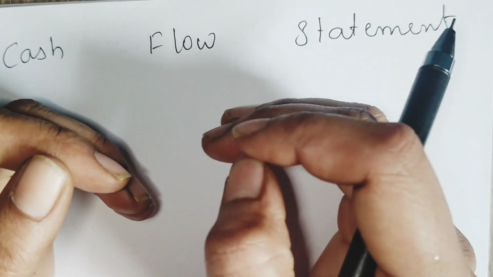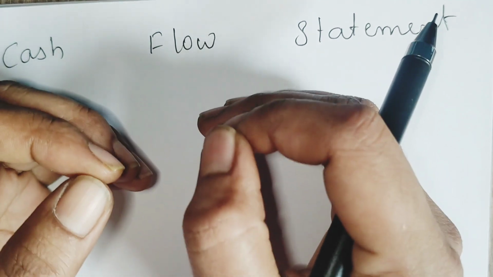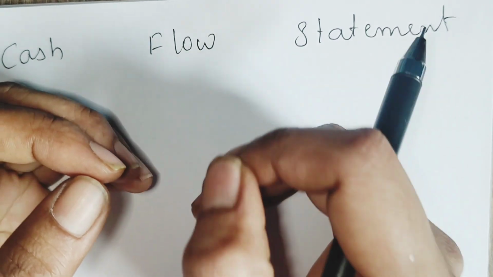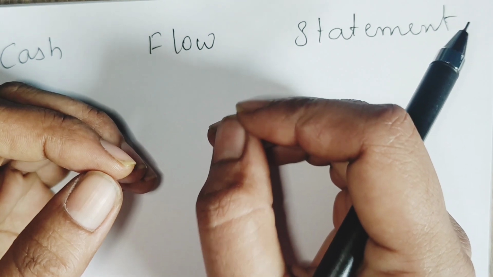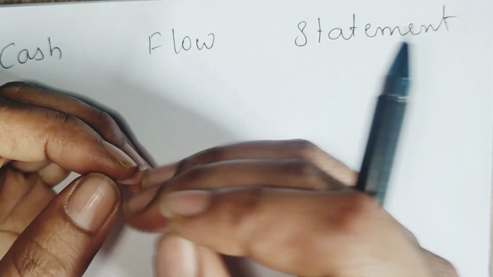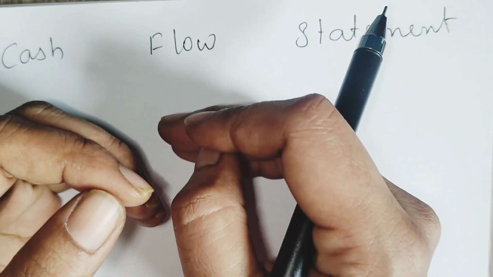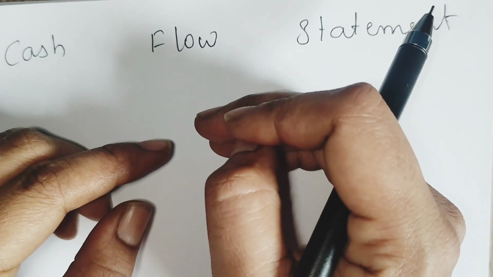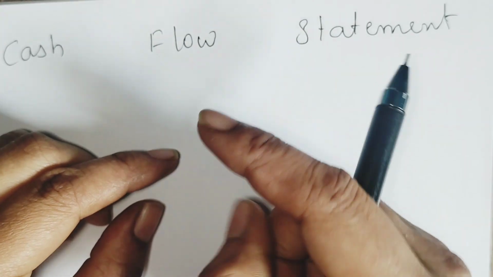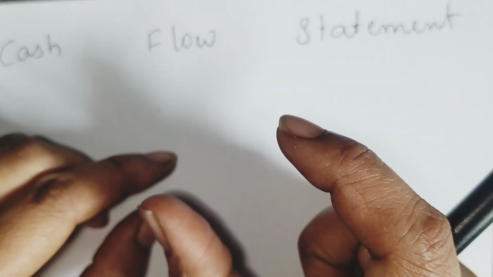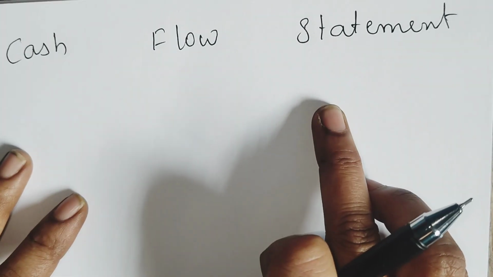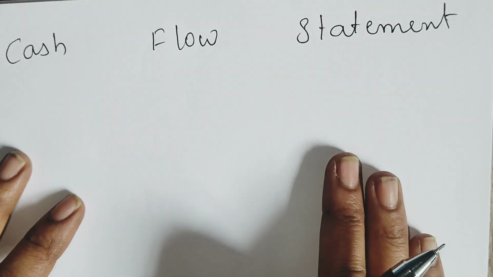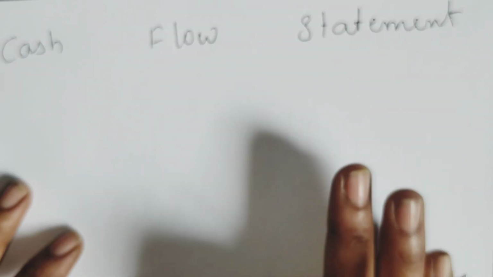Then solvency. Solvency means your obligations. You have created obligations. How are you meeting your obligations? Example, debentures. Outsiders, you need to repay the amount, right? Debenture holders, creditors, these are all you need to repay. So your solvency position will be calculated based on your cash flow statement. To understand that, we are preparing the cash flow statement.